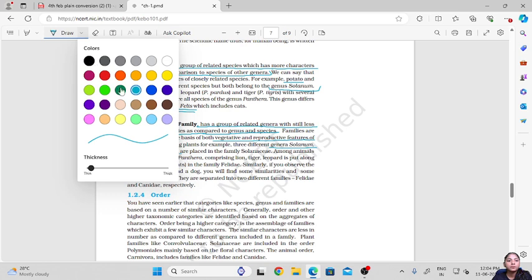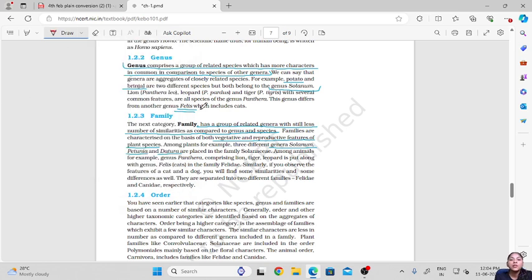An example is different genera like Solanum, Petunia and Datura, which are all placed in the same family, that is Solanaceae. And an example in animals is the genus Panthera, which consists of lion, leopard and tiger, and the genus Felis, which is the cat family, which are both put together in the family Felidae.